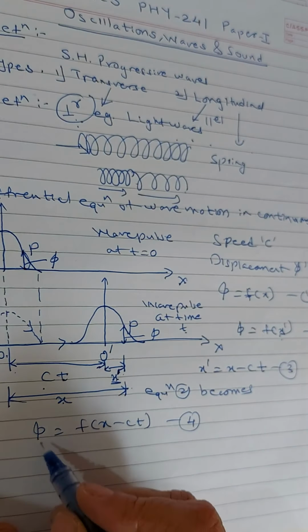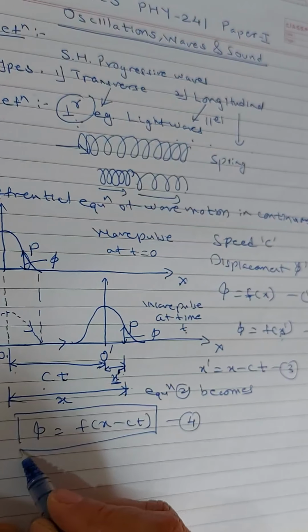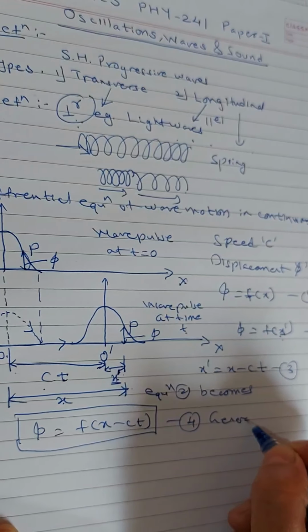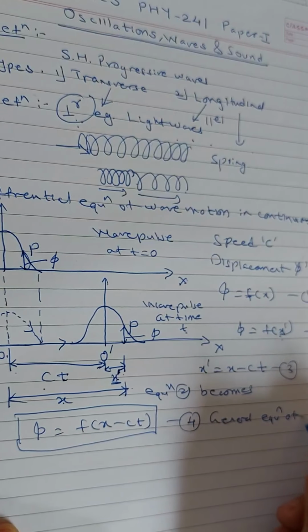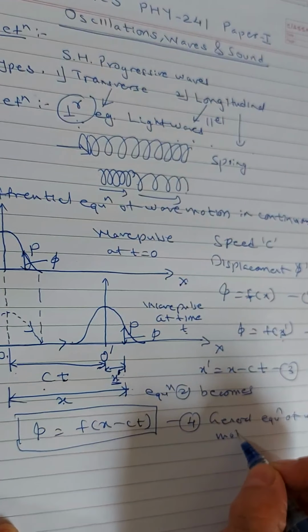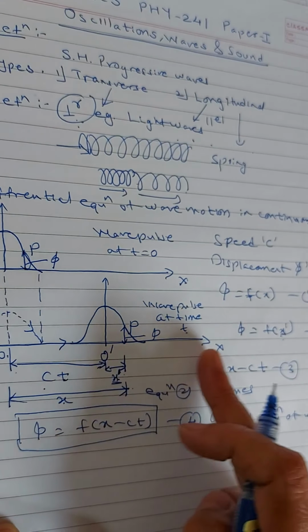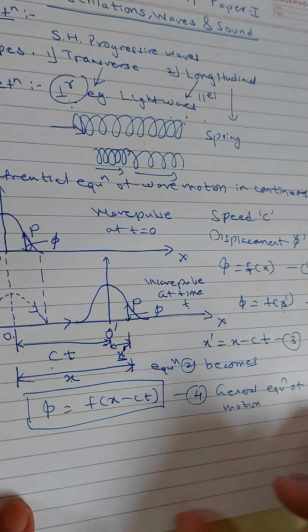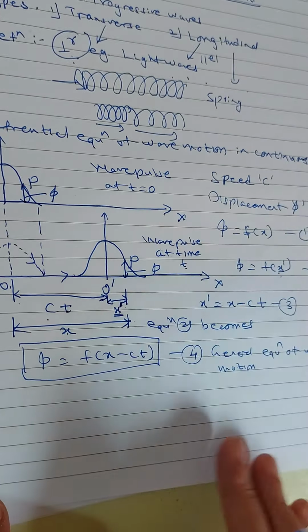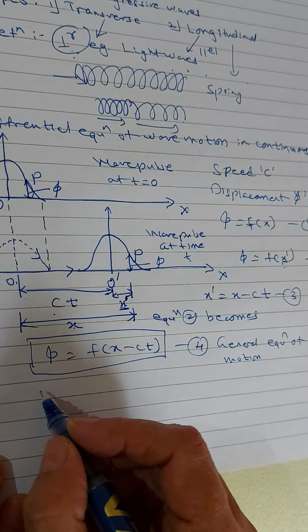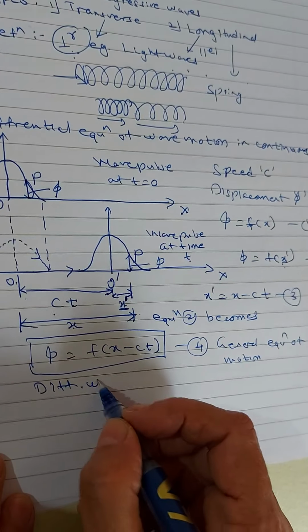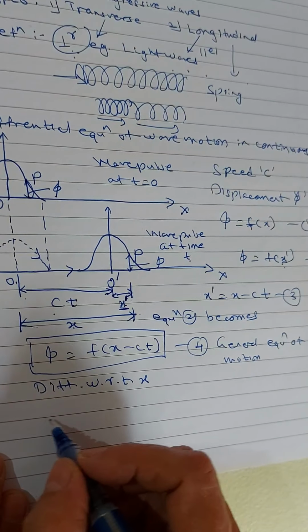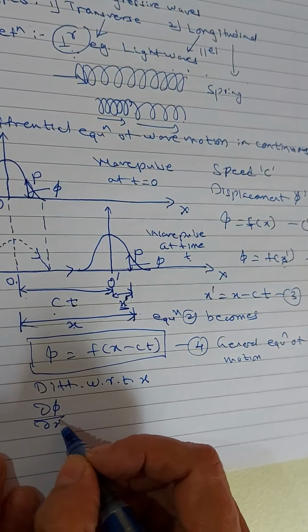Perfect. Now what is this? Phi is equal to f of x minus ct. This is my general equation of wave motion, correct? General equation of wave motion along the positive direction of x axis. Perfect. Now I need to differentiate this because I need a differential equation. So I'll differentiate equation number 4 with respect to x, so dabba phi by dabba x.